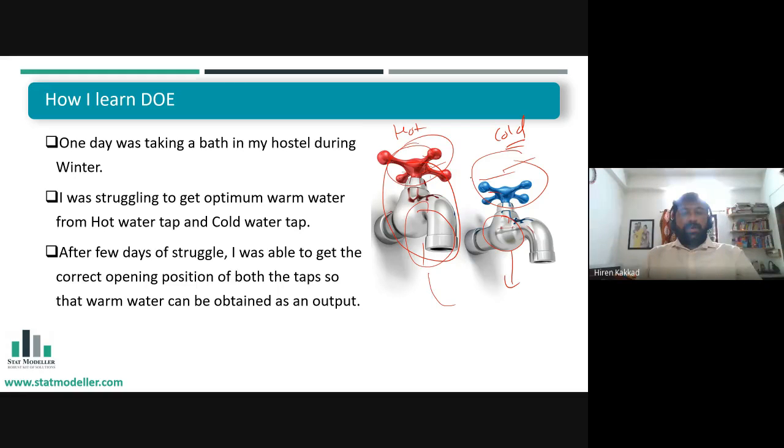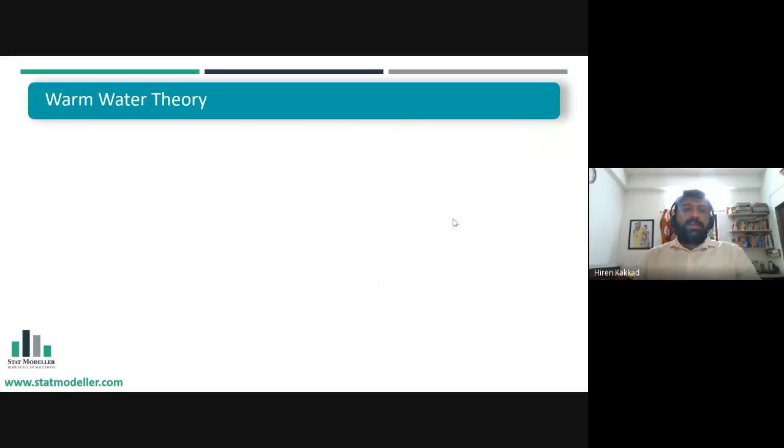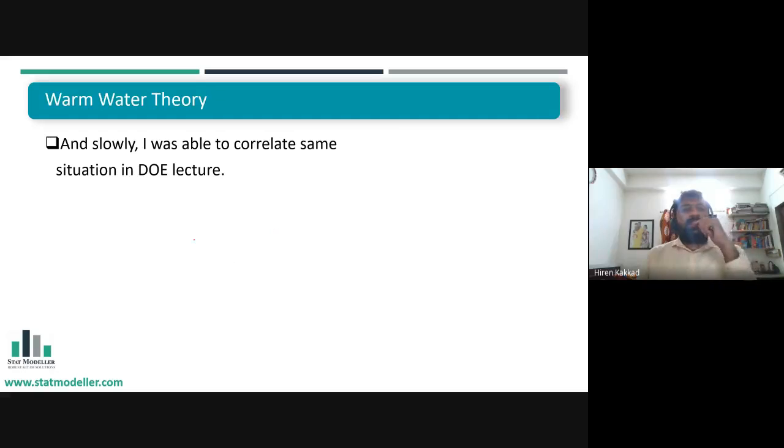Now by doing all this exercise, at that time I was not able to understand that this is a super case of a DOE, design of experiment, that I used to study in the lecture. But when I attended the lecture, I was able to correlate the same situation with the DOE lecture. Like how? Let me explain.